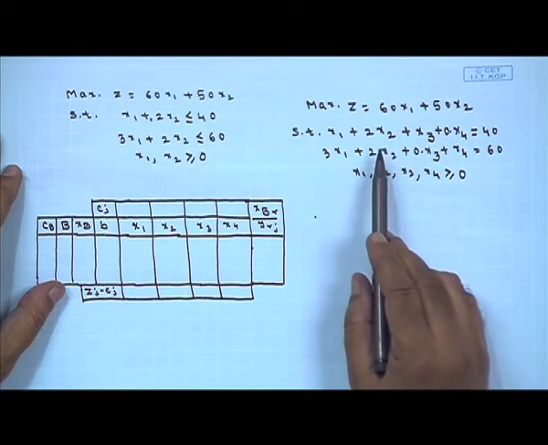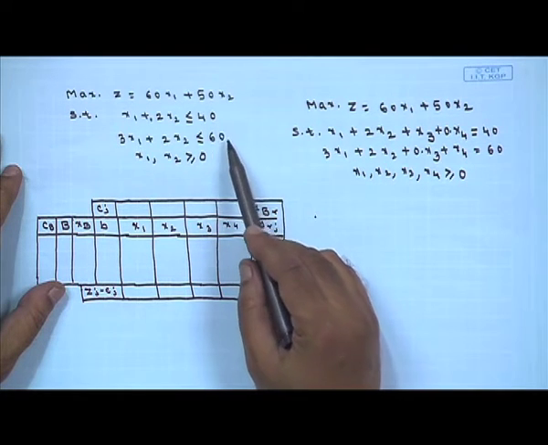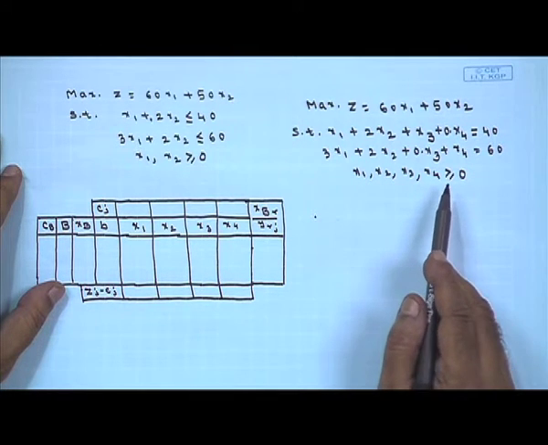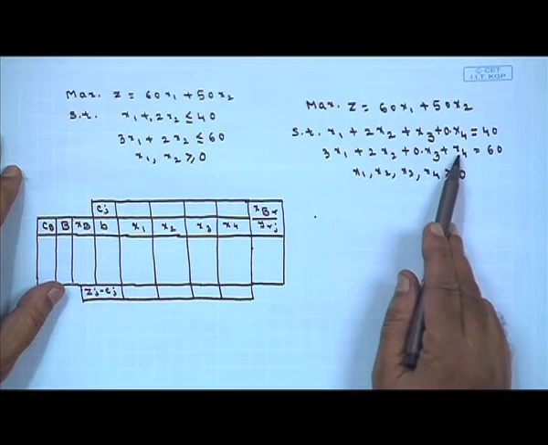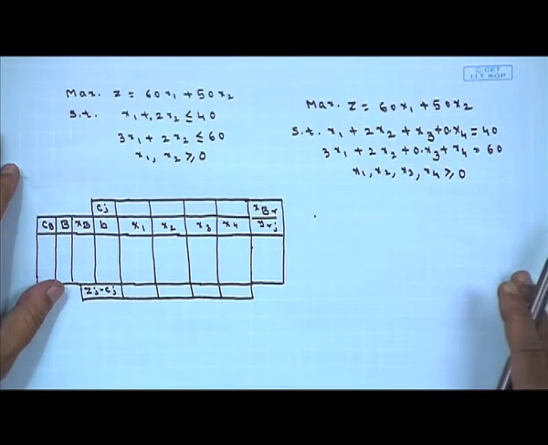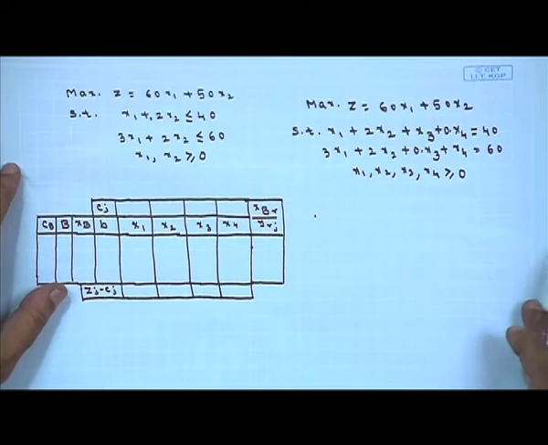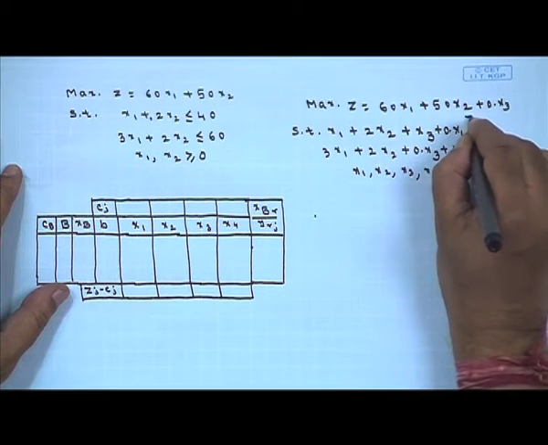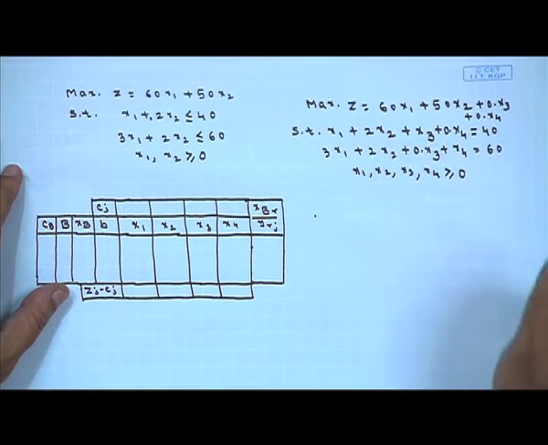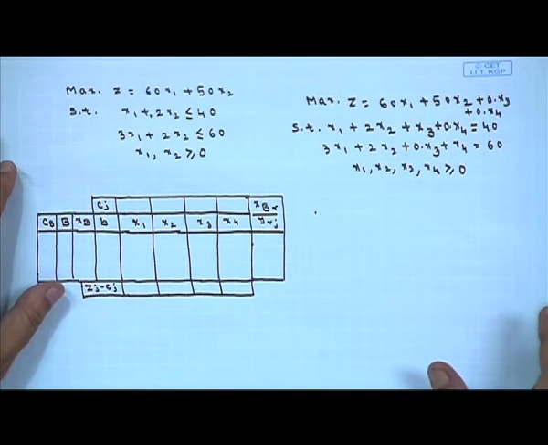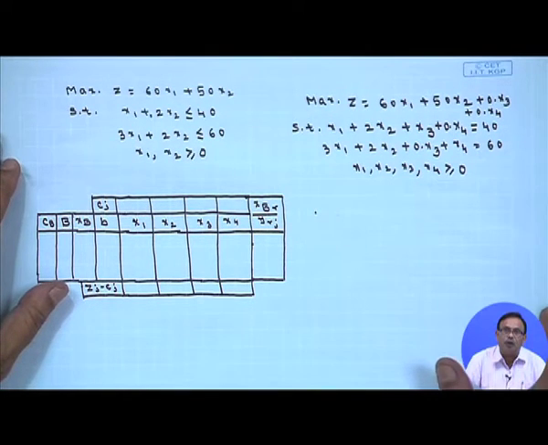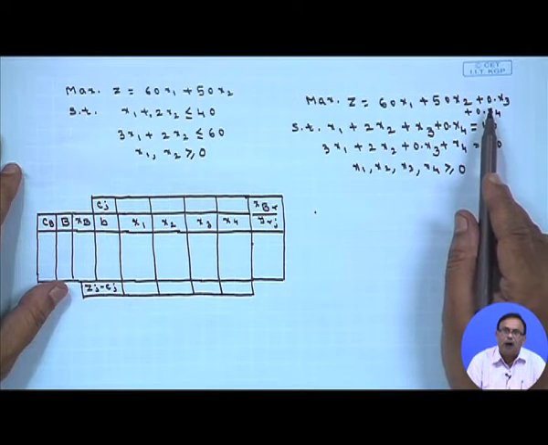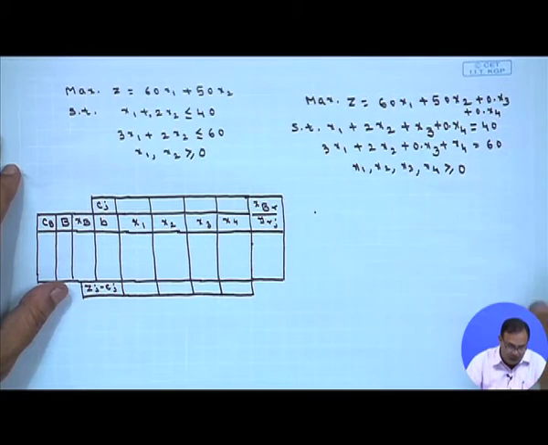So what is happening here? Since I have 2 less-than-or-equal-to type inequalities, I am adding two slack variables, x3 and x4. What is the cost associated with this? The cost associated with a slack variable will always be 0. So in the cost function, for the slack variables the coefficient will always be 0. Please note this: for a slack variable the coefficient in the cost function will be 0.